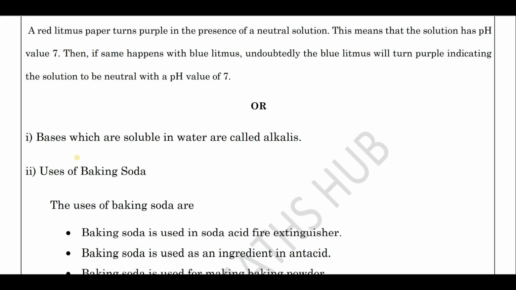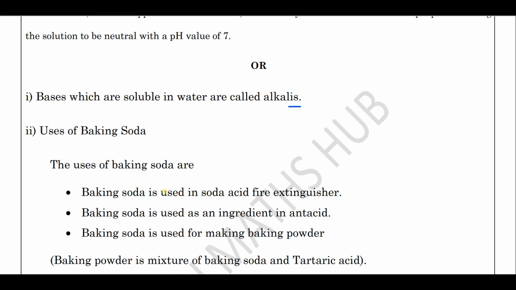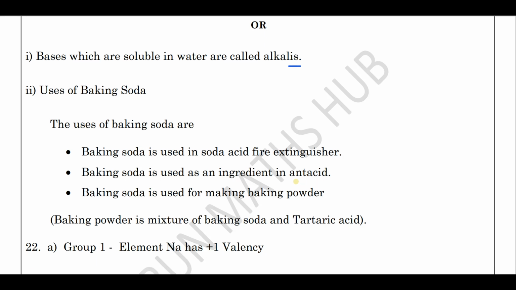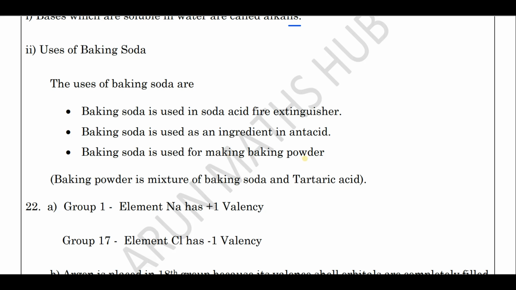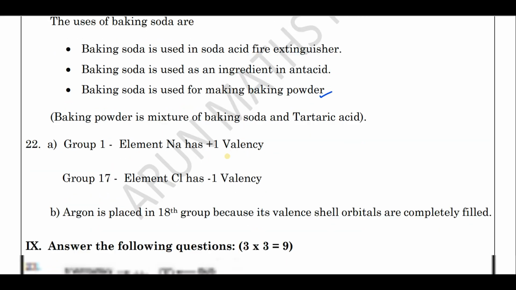Alkalis: bases which are soluble in water are called alkalis. Uses of baking soda. Baking soda is used in soda acid fire extinguishers. Baking soda is used as an ingredient in antacids. Baking soda is used for making baking powder. What is baking powder? It is a mixture of baking soda and tartaric acid.